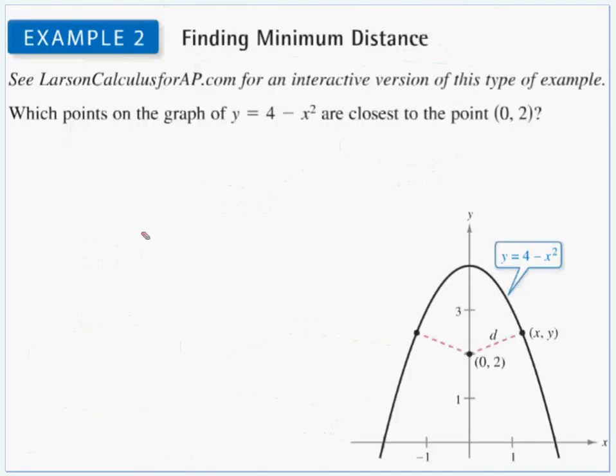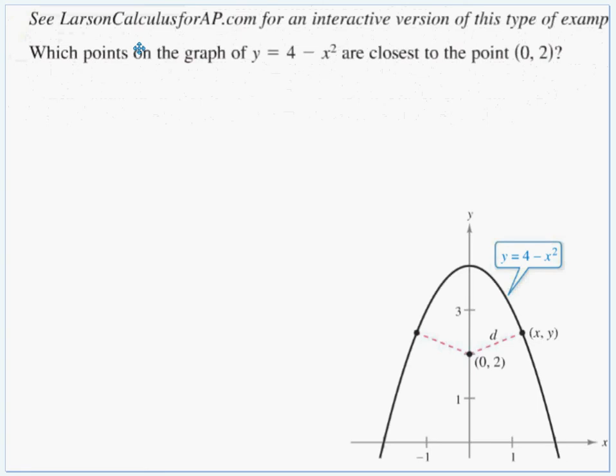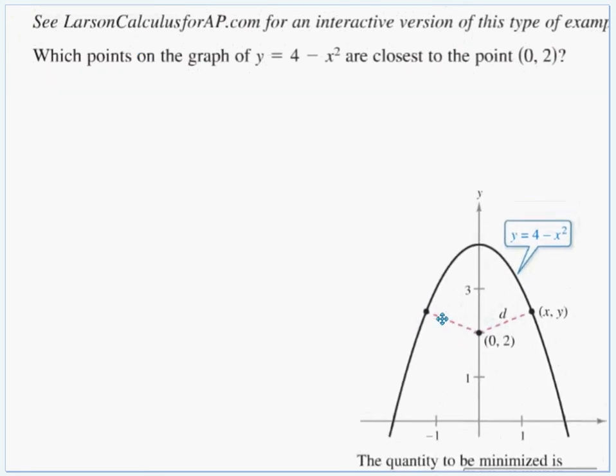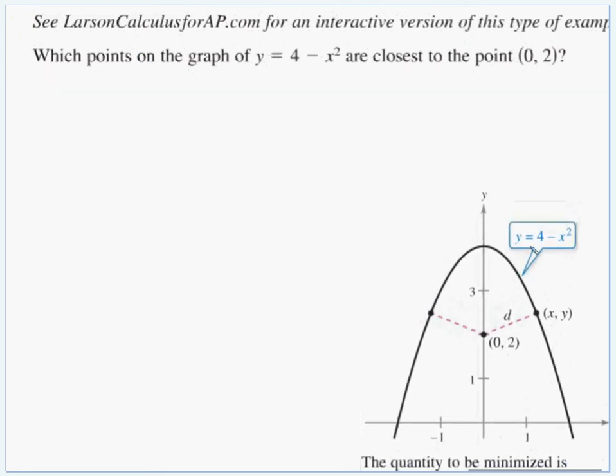What's next? Example 2. Which points on the graph of y equals 4 minus x squared are closest to the point 0, 2? So here is our equation, 4 minus x squared, a downward opening parabola, y-intercept of 4.